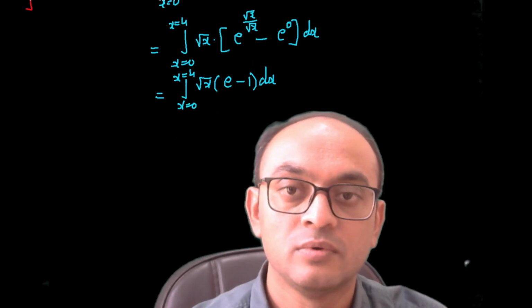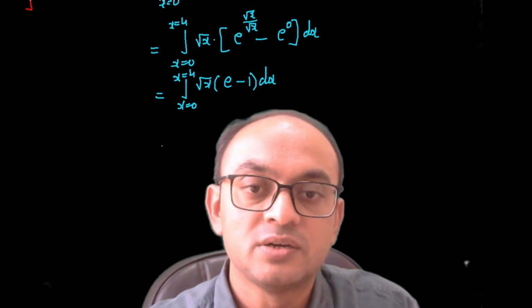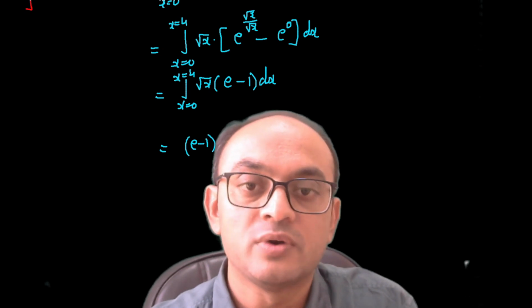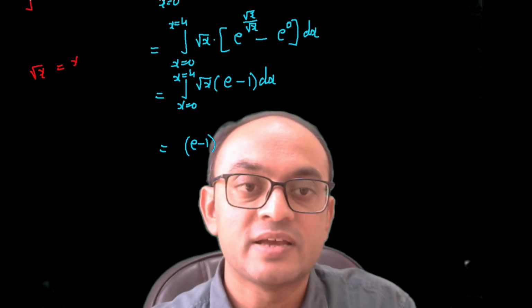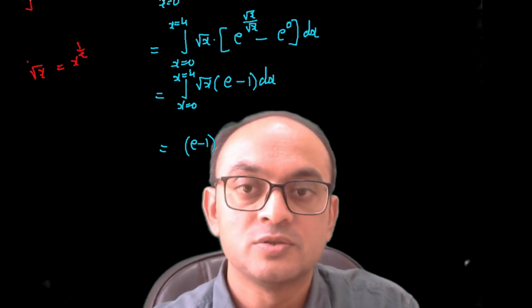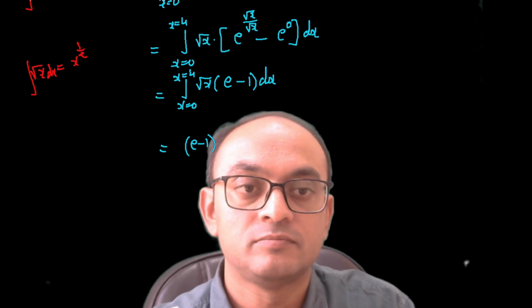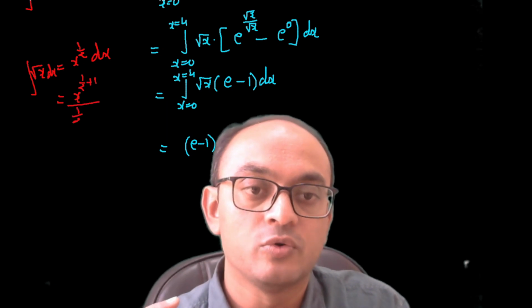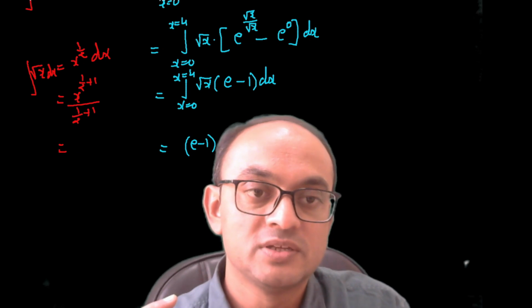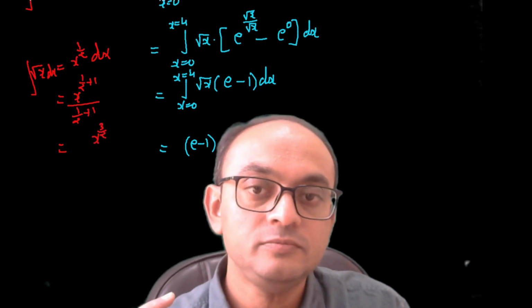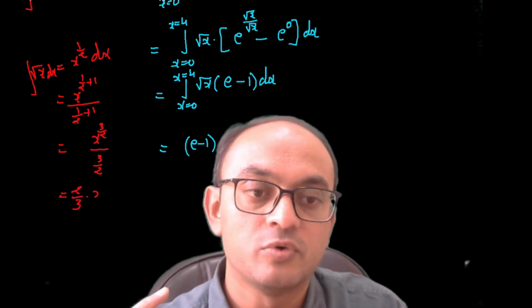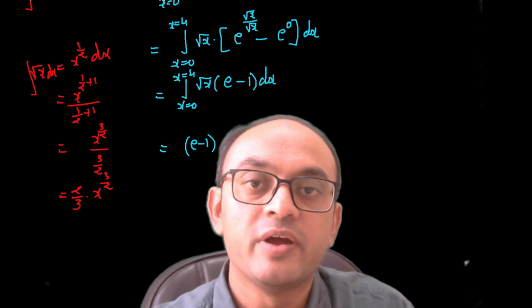Now you know e minus 1 is the constant. So let us take it outside. So e minus 1 is outside. What is root x? Root x is x raised to 1 upon 2. So what is the integration of this? This is equal to x raised to 1 upon 2 plus 1 divided by 1 upon 2 plus 1. So this is equal to x raised to 3 by 2 divided by 3 by 2. And this is nothing but 2 upon 3. Right, so 2 upon 3 into x raised to 3 divided by 2.